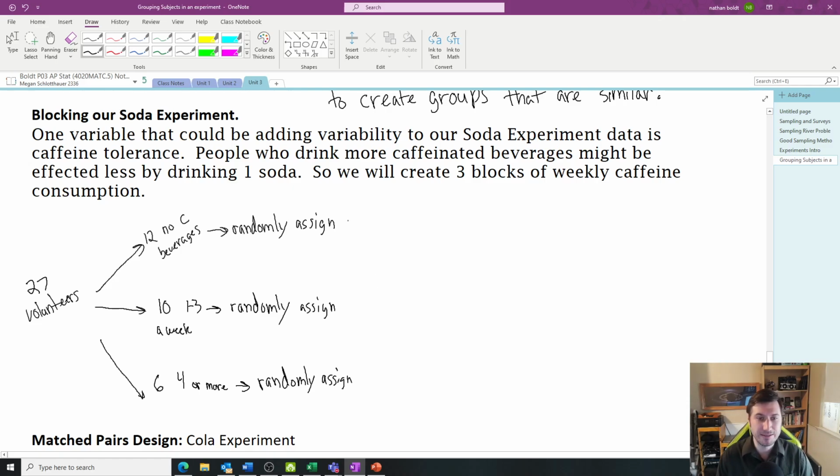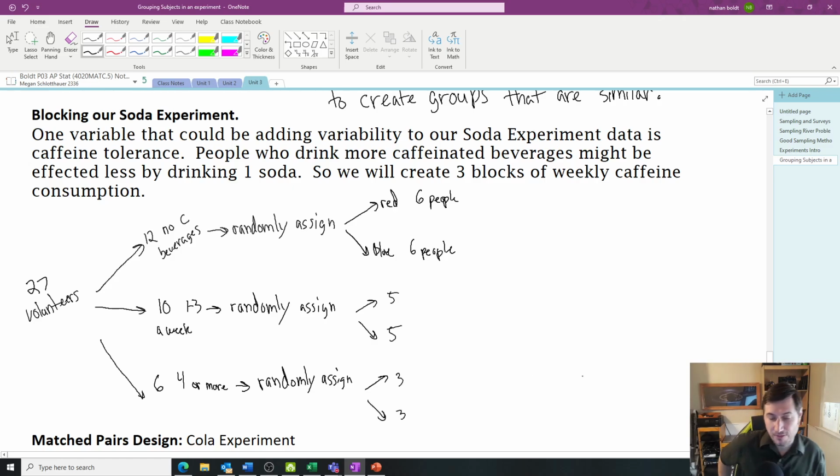So I'm randomly assigning you to either, oh, we did red and blue, wasn't it? Red or blue. One of them having caffeine, one of them having no caffeine. Oh, do we have all even numbers? Sweet. So I will randomly assign 6 people here to red, 6 people here to blue. I'll randomly assign here, I get 5 and 5. And here I'll get 3 and 3. And then we'll see, what difference does drinking 1 soda do to your heart rate?